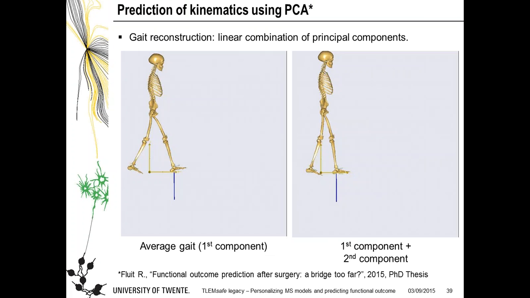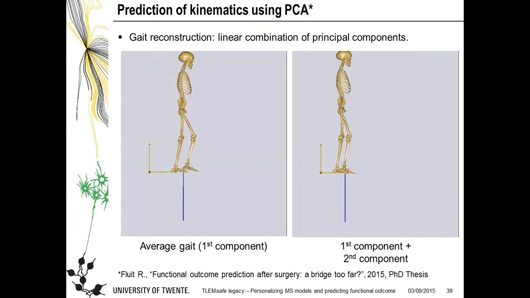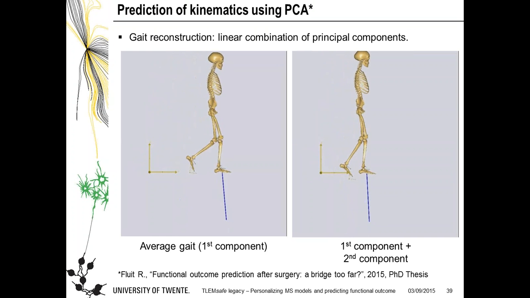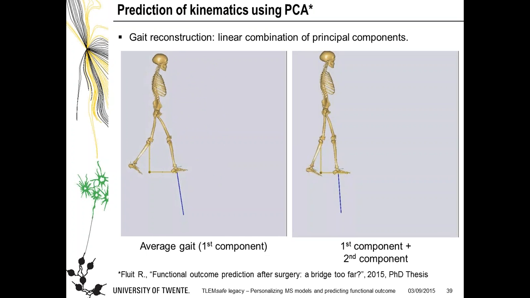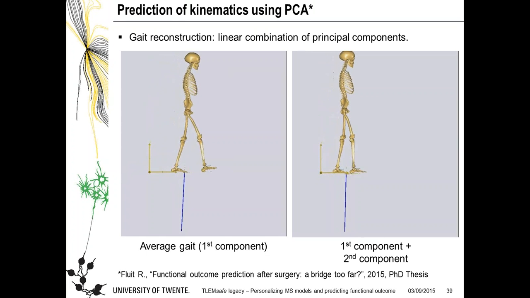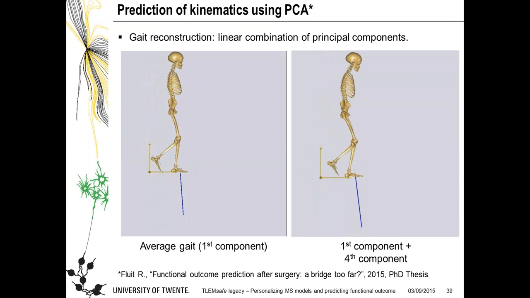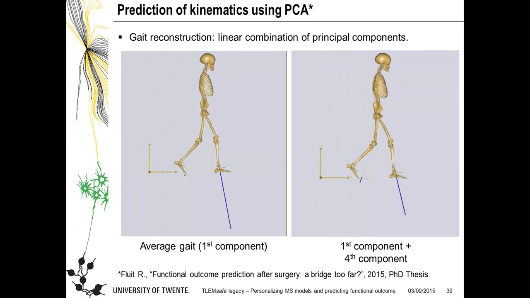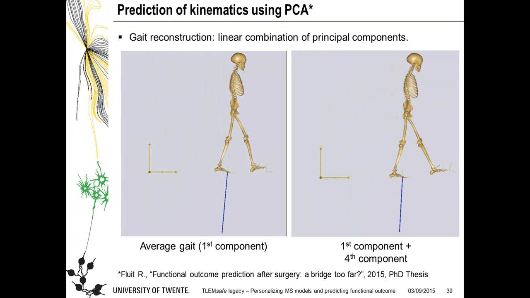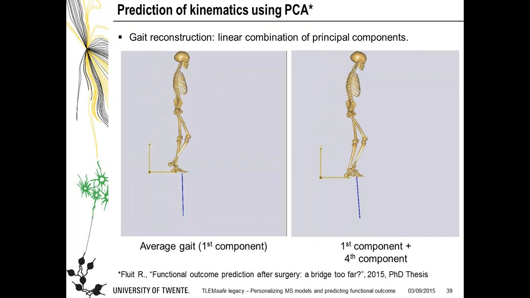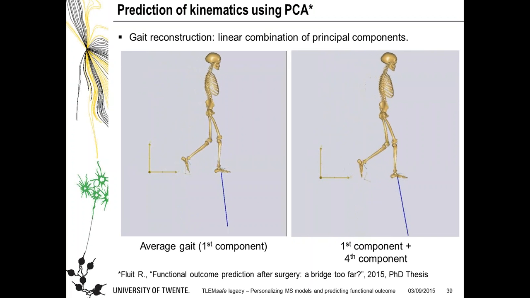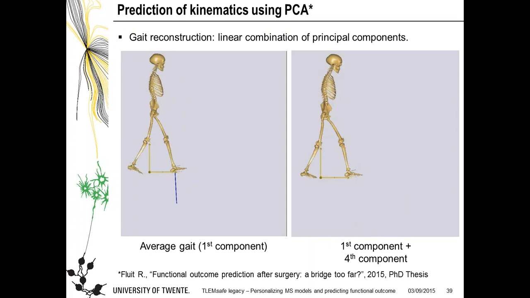Then a linear combination of these principal components would allow creating different walking movements consistent with the patient-specific musculoskeletal geometry. The reconstructed gait patterns are characterized by, for example, longer or shorter step lengths, or using a linear combination of different principal components, the reconstructed gait would be characterized, for example, by an overextension of the knee joint in the last stage of the swing phase.